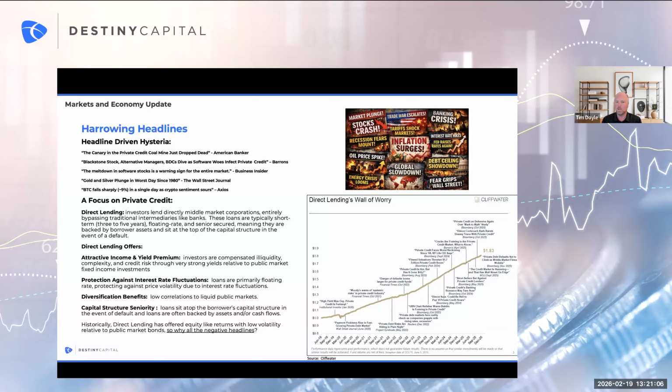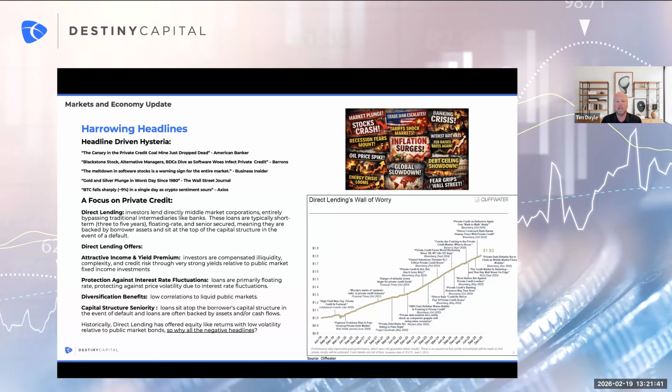Some characteristics about these loans: they are typically short-term, so on average 3 to 5 years in duration. They are floating rate and more often than not senior secured. That means that they are backed by borrower assets and sit atop the capital structure of that borrower in the event of a default. So that's an extra layer of security for investors because they are backed by assets or cash flows and so forth. So it's a very appealing asset class for a number of reasons, and we list some of those here.